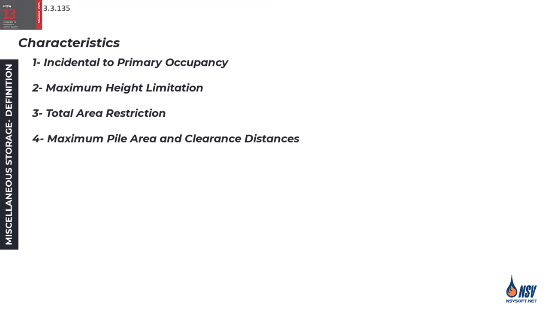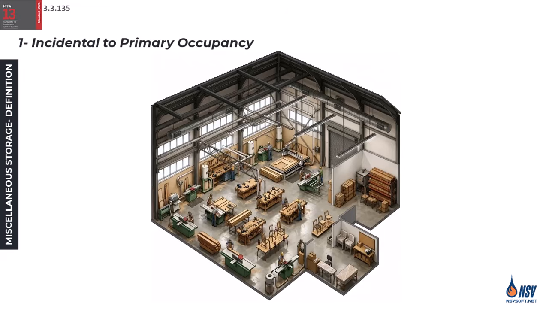When we look at NFPA 13, for storage to be officially classified as miscellaneous, it must possess all four specific characteristics. Let's break them down one by one. First, the storage must be strictly incidental to another occupancy use group. To truly qualify as miscellaneous, the storage has to be secondary to the primary purpose of our building.